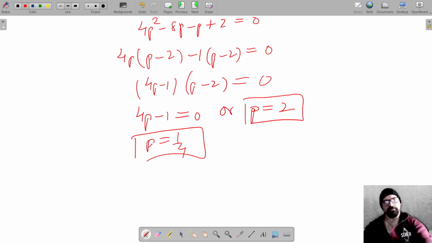So the value of p is either 1 by 4 or 2.